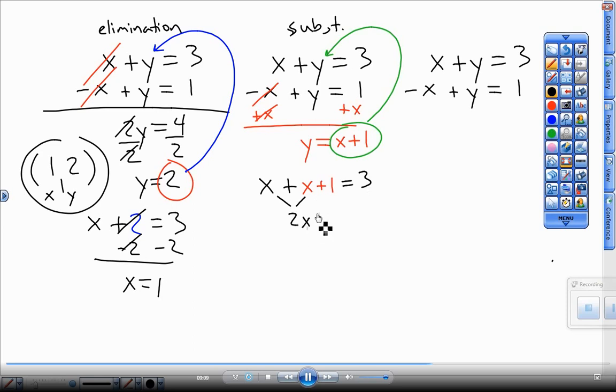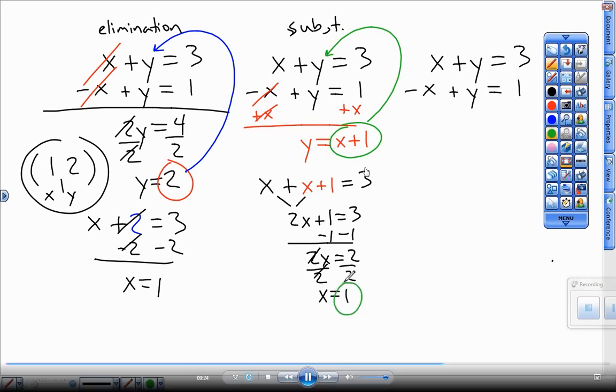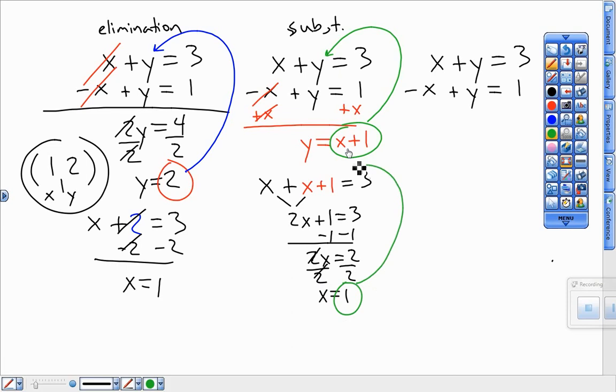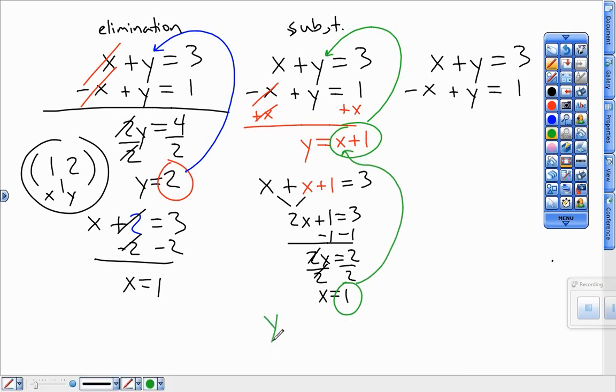Combine these two to get 2x plus 1 equals 3. Take away 1. And that gives me 2x equals 2. Divide by 2, and you can see that is x equals 1. To complete this, take that 1, plug it probably right in here, easiest one of all. So I have that as y equals 1 plus 1, which is, of course, the y equals 2 answer, just like that.